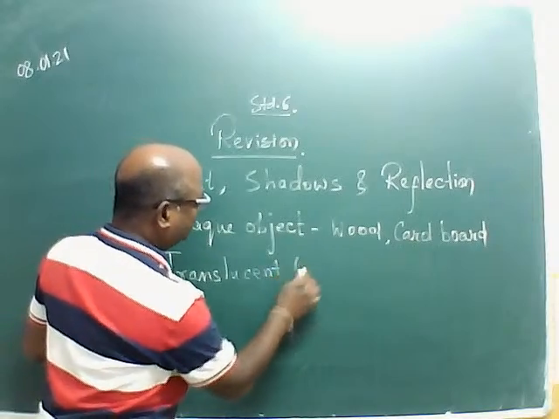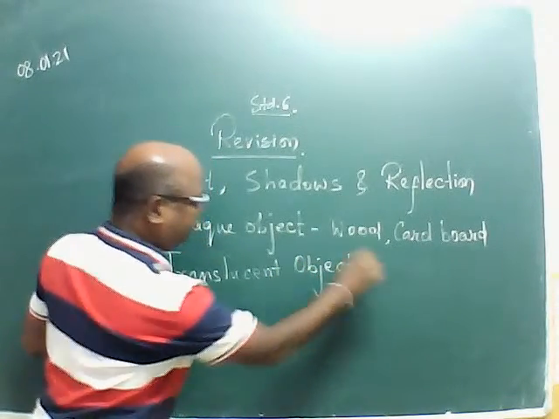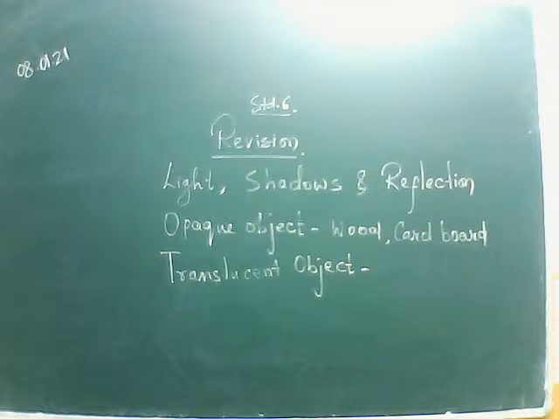Translucent object. Give some example of translucent object. Butter paper. Elias has given a very correct answer. Santosh has given a very correct answer. Plastic. Very good beta. Other. Very good, wax paper. Very good. Then wax paper, butter paper, plastic, frosted glass, ground glass, all these are, even blood, skin, all these are translucent objects.